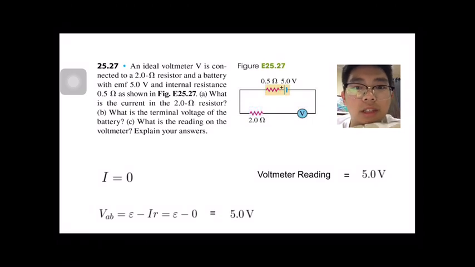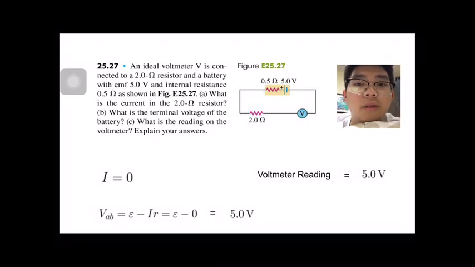Next, for terminal voltage, as we know, terminal voltage is equal to the EMF minus the current multiplied by the internal resistance. However, as we know already, the current is equal to 0. So, it will become E minus 0 times R. So, the terminal voltage is equal to the EMF, and our EMF is equal to 5 volts.